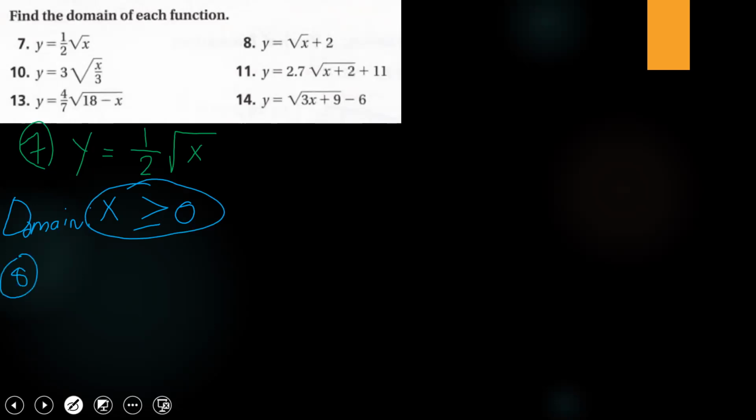Number 8, y equals square root of x plus 2. What's the domain here? Teacher, it will be x plus 2. No, where's the number under the square root? It's only x. Be careful here. It's only x. So we say x is greater than or equal to 0.